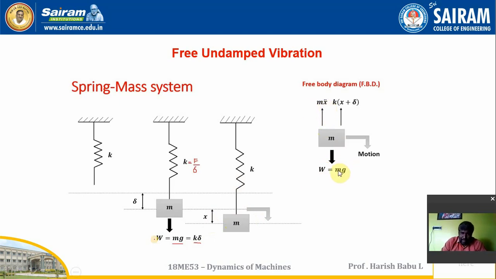So mg will be cancelled with K delta, and I'm left with Kx. So m x double dot will be equal to minus Kx, or m x double dot plus Kx is equal to 0. That is the equation I get for a spring mass system. So this equation can be found out.